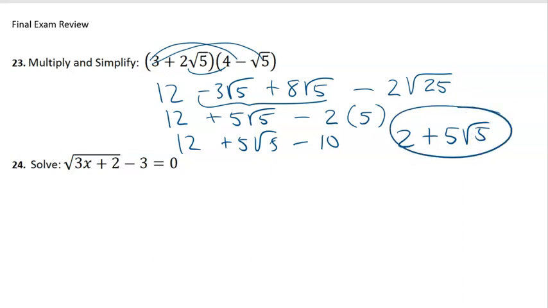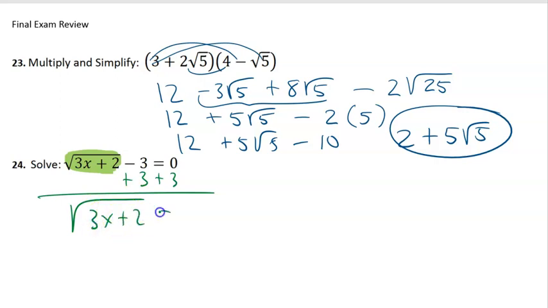Now this is a solved problem, and I highly encourage you to check all of your solved problems. To solve a radical, the idea is you need to get this radical on one side of the equation by itself. So that's telling me I need to add 3 to both sides, because that 3 is not under the square root. So it's going to give me the square root of 3x plus 2 is equal to 3.